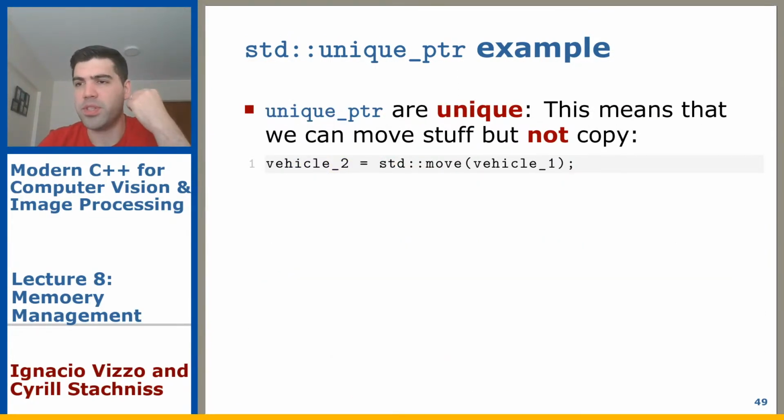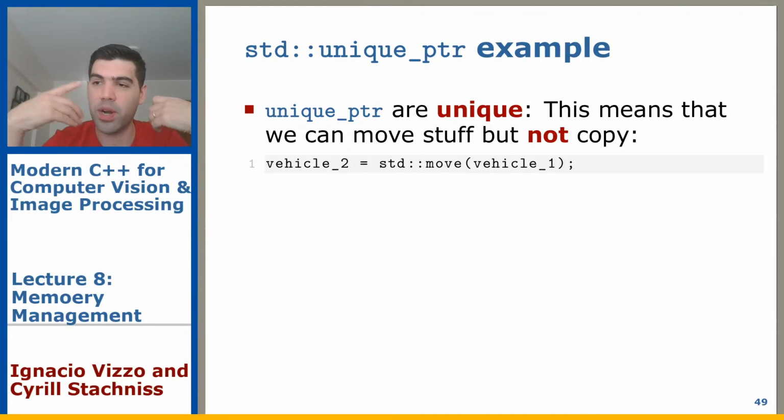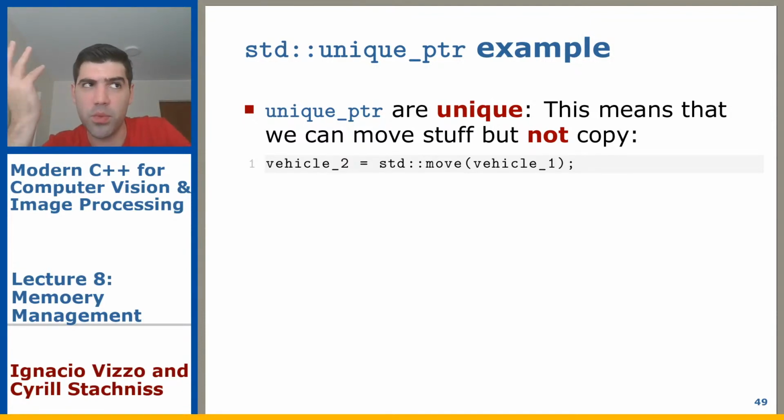There are two smart pointers, unique pointer and shared pointer. Unique pointers are unique, as you can guess. This means that we can move but not copy. The idea behind unique is that whenever you have a unique pointer, you can only point to one memory location. So you own this memory location and there is only one pointer that can access it. Unless at some point in the program, and that's why we saw move semantics two lectures ago, you say, you know what, this unique pointer I own, I don't want it anymore.